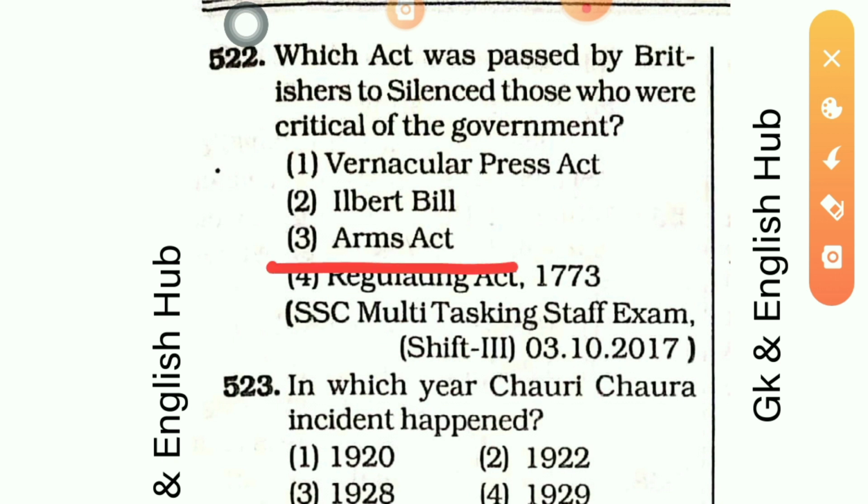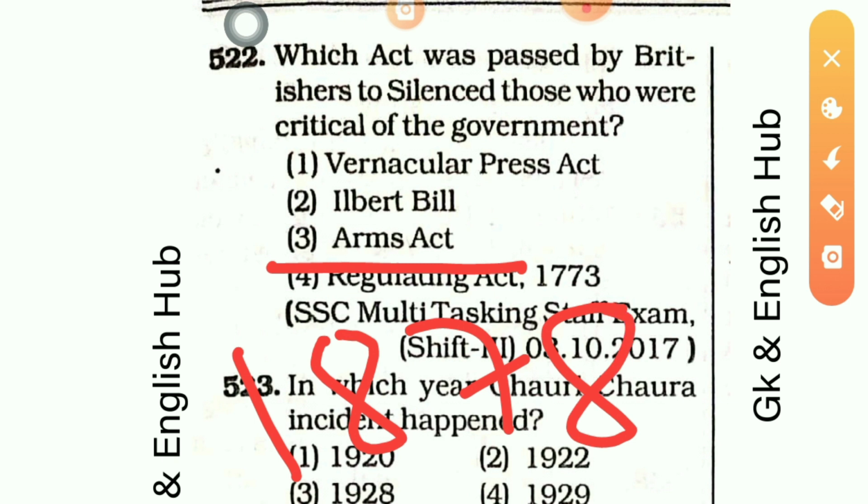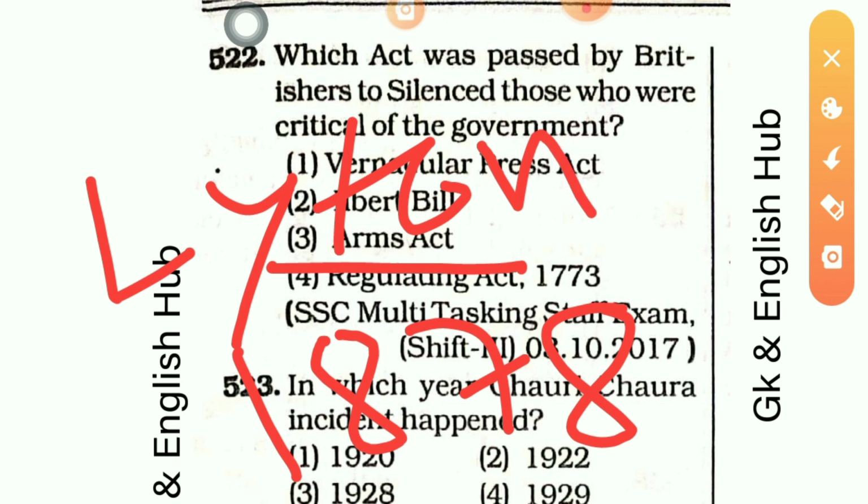Okay. Then the Arms Act. This act was introduced in 1878 during the viceroyship of Lord Lytton. As you know, at that time our viceroy was Lord Lytton. And this act prevents Indians from keeping arms without an appropriate license, and if they violated it, the violation was a criminal offense.